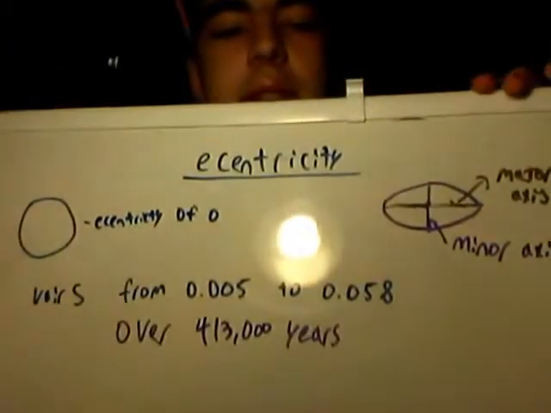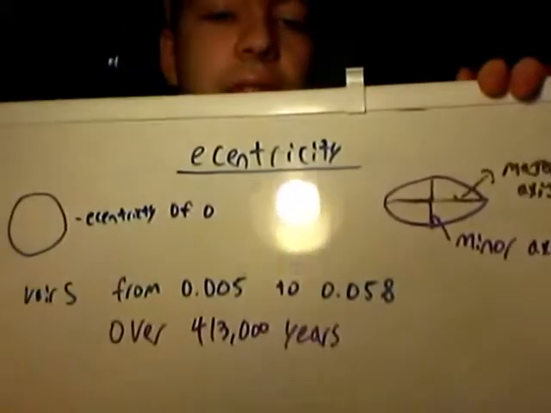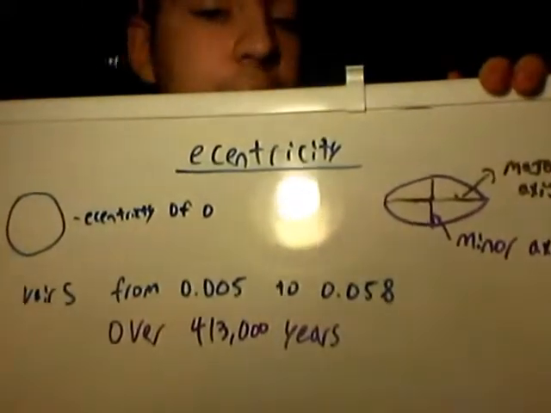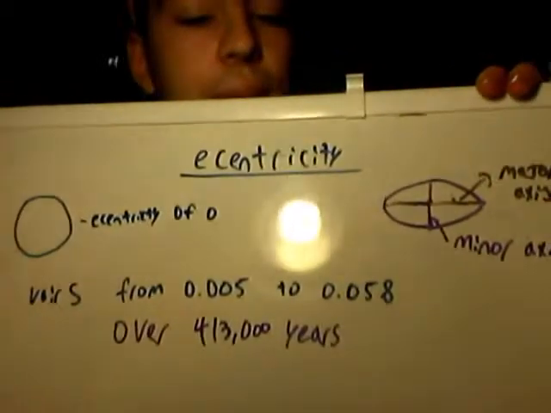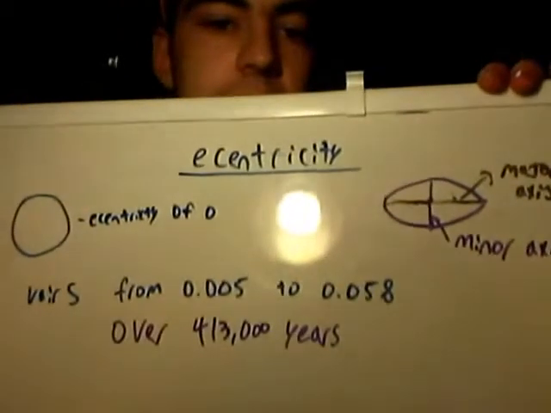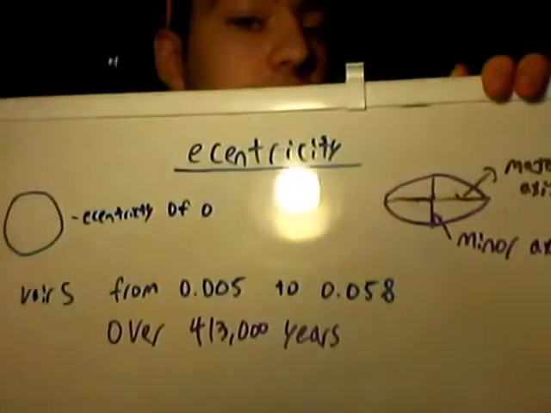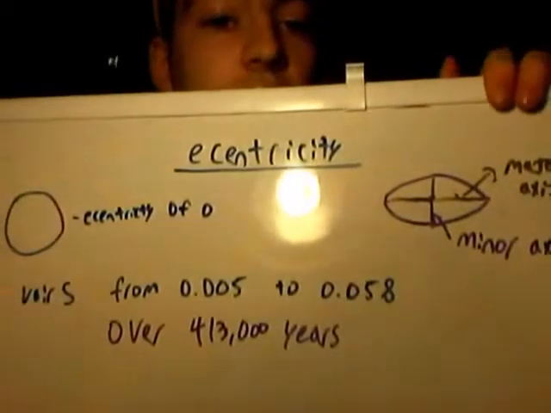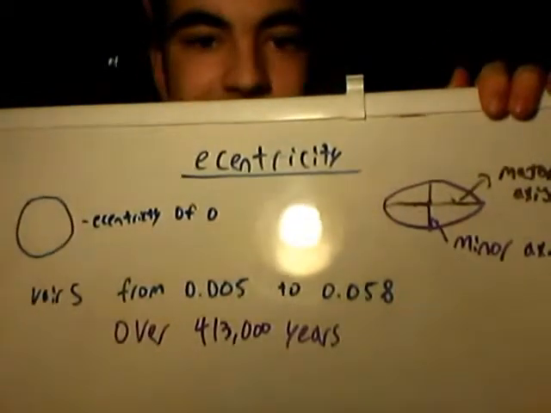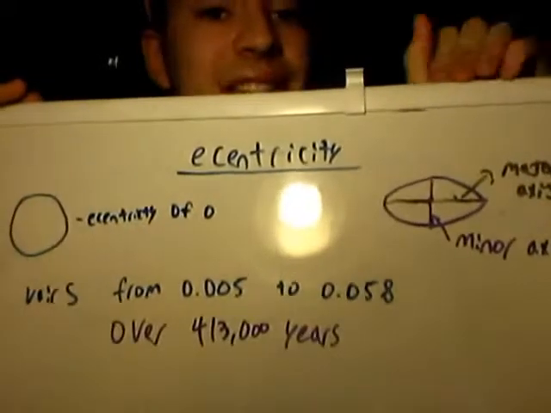So now that you know what eccentricity is, I can throw some numbers at you, and it might make a little bit more sense. The values for the Earth's eccentricity do change. It changes from 0.005 to 0.058. And remember again, eccentricity is the distance between the two focal points divided by the major axis. And this is not an overly fast change at all, as it is over 413,000 years, approximately. So that's an interesting fact. It is a gradual change, but it does change.